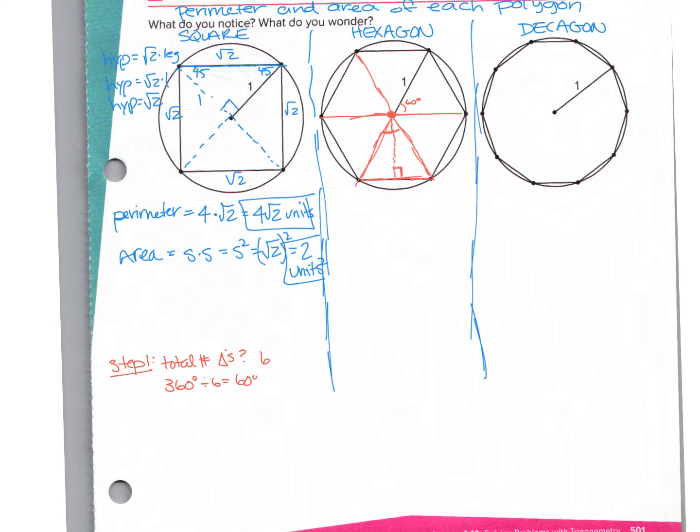So when I drop that altitude, and let me do it in blue. So this is the altitude, this perpendicular altitude I'm dropping. When I drop that altitude, I'm splitting that 60-degree angle in half. So when I divide it in half, I get a 30-degree angle. So inside this little triangle, this angle right here is 30 degrees. I just made a 30, 60, 90 triangle.